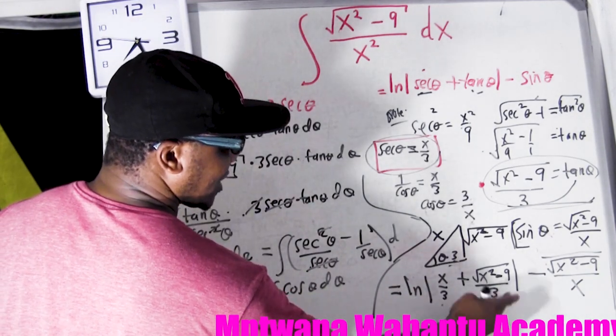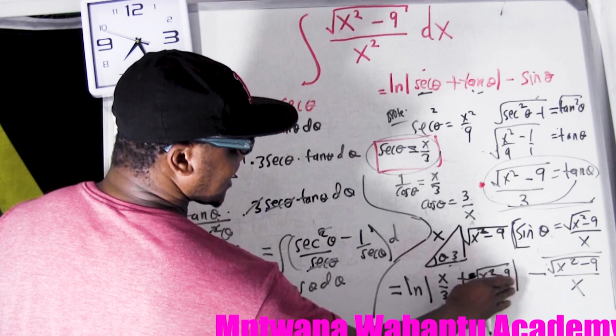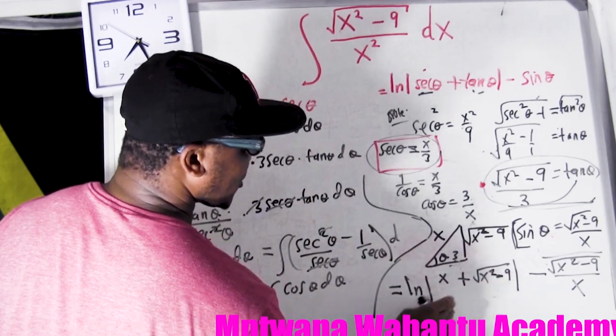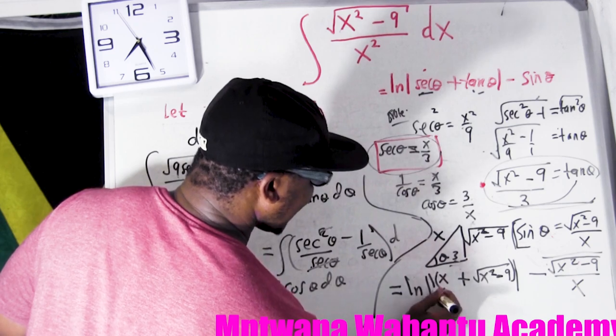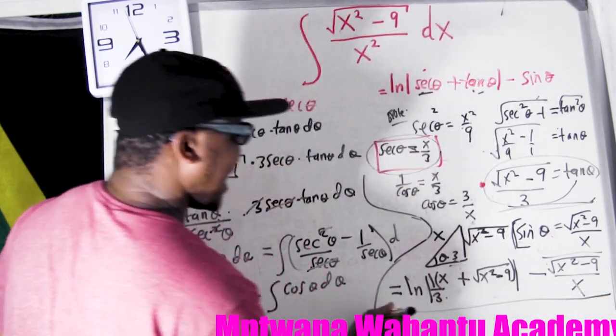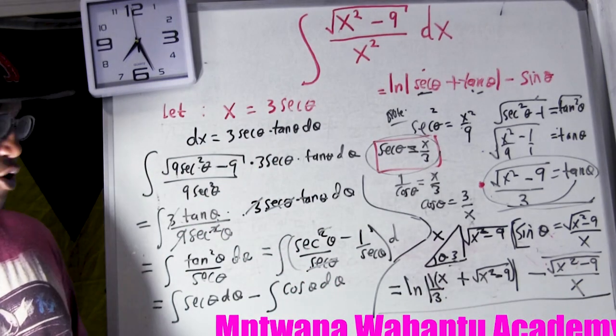If you want, you can put it as a single. There's 1 over 3 for both, so I can take the 3 out, only if you want. Say bracket, 1 over 3. And this is going to be the end of the equation.